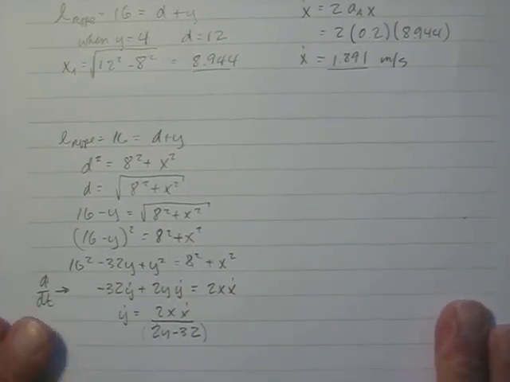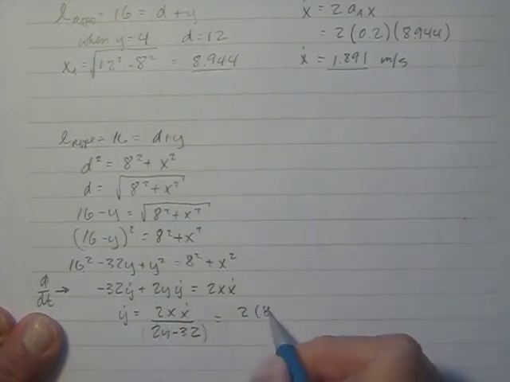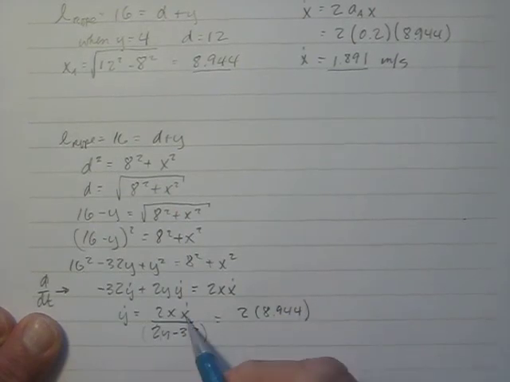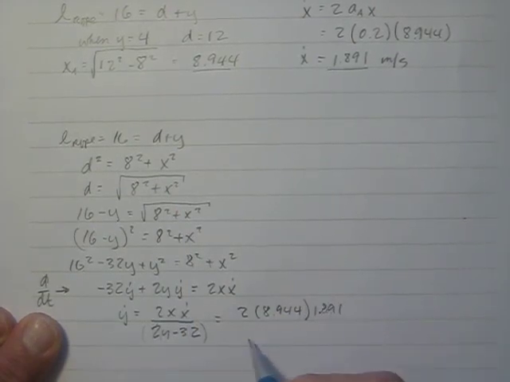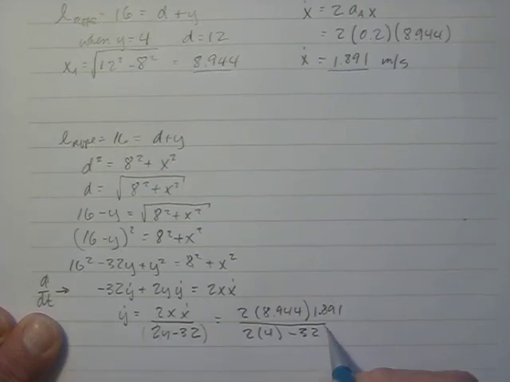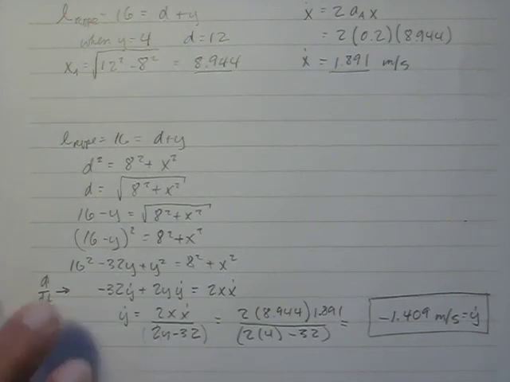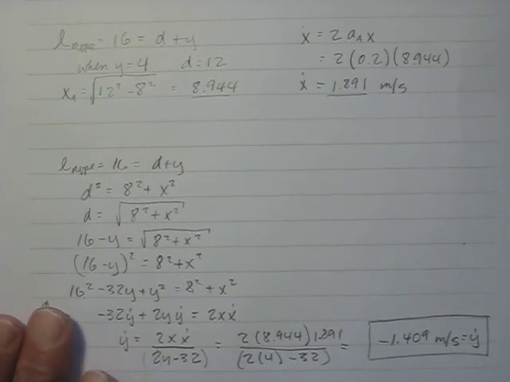Now I have things that I can plug into this. So I'm going to say that that's equal to 2. My x is 8.944. And my x dot is 1.891. And on the bottom I have 2 times y, which is going to be 4 meters, minus 32 in the bottom. And then you multiply that out, or divide that out, you get minus 1.409 meters per second equal y dot. All right, well that's how we get started with these dependent motion problems, and we'll talk some more in class.